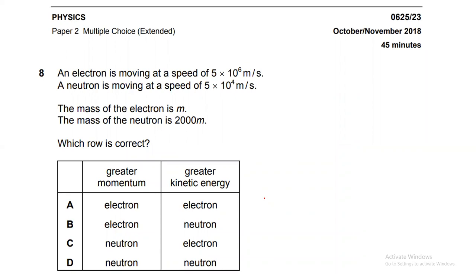He says an electron is moving at a speed of 5 expo 6 meter per second. A neutron is moving at a speed of 5 expo 4 meter per second. The mass of the electron is m. The mass of the neutron is 2000 m. So the neutron has more mass. Which row is correct? Which one will have the greater momentum, and which one has the greater kinetic energy, electron or the neutron?